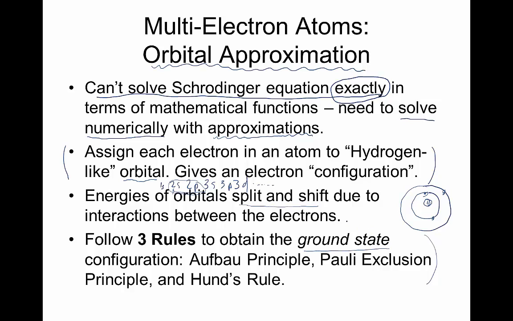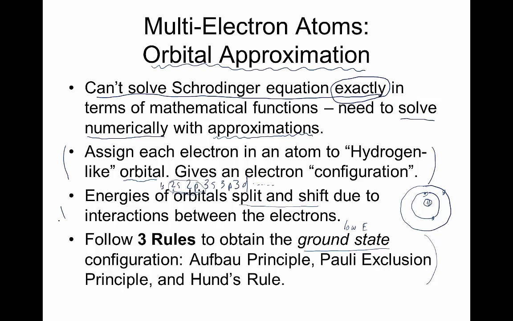So when I say ground state, what I mean is lowest energy. Lowest energy will be most stable. So we're trying to figure out what arrangement of electrons in these different orbitals will give us the most stable arrangement. These 3 rules are called the Aufbau Principle, the Pauli exclusion principle, and Hund's Rule. But first, let's talk a little bit about how these electrons are going to shift and split.